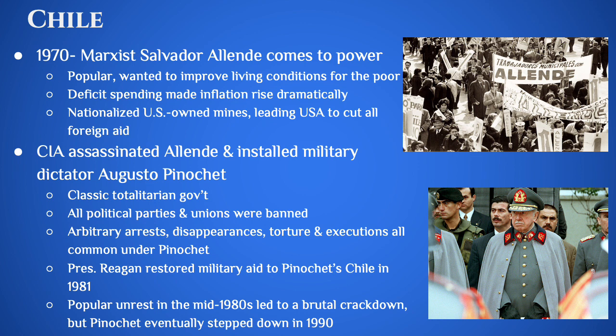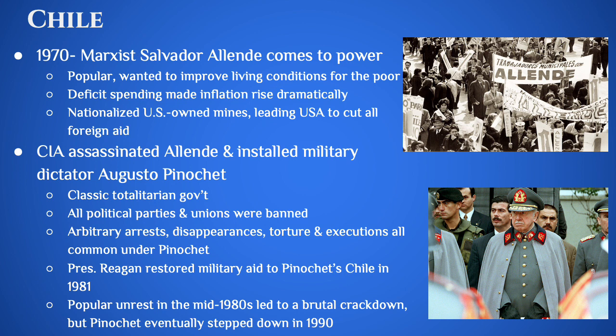And in order to kind of stave off that economic crisis, Allende decided to nationalize a lot of U.S.-owned mines. And that led to the United States to cut off all foreign aid to Chile. And it led to one other thing that's just terrible, which is that our CIA assassinated Allende and installed a brutal military dictator named Augusto Pinochet. You've already heard me say the Americans are supporting a brutal military dictator several times in this presentation. It is a theme throughout the second half of the 20th century.